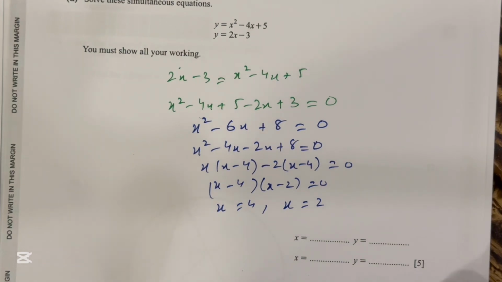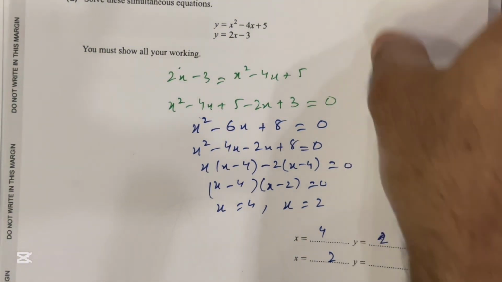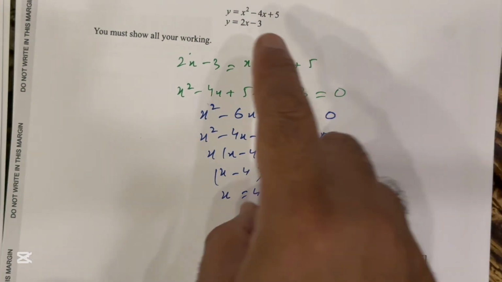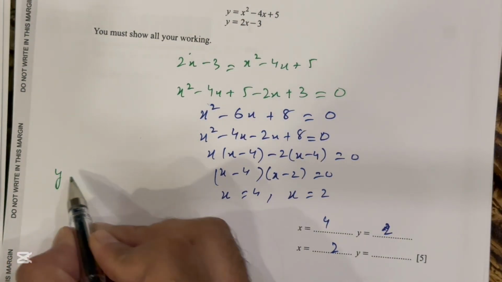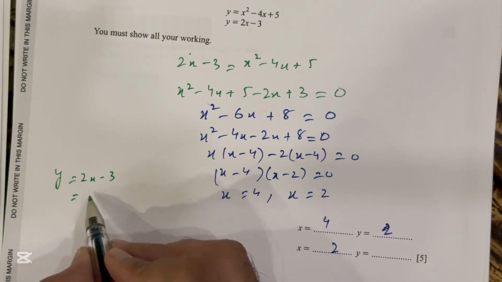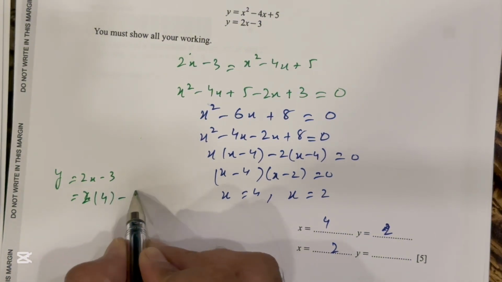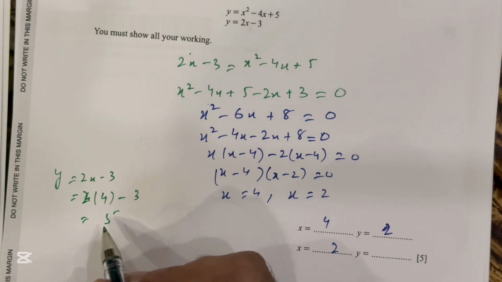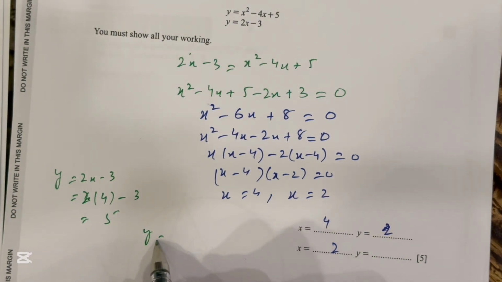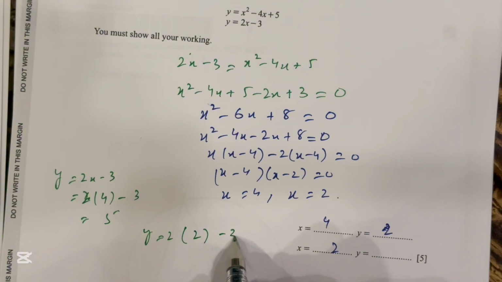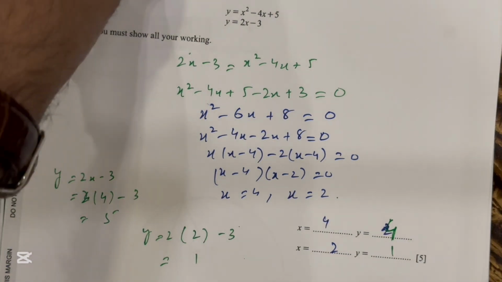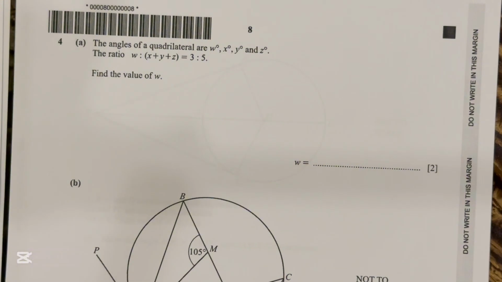We also need to find the value for y. Okay, now put this in this equation, y is equal to 2x minus 3. When you put the value 4, you get the answer 5. When you put the value 2, you get the answer 1. So 2, 4. So these are the values of both x and both y. So this was simple question carrying 5 marks.